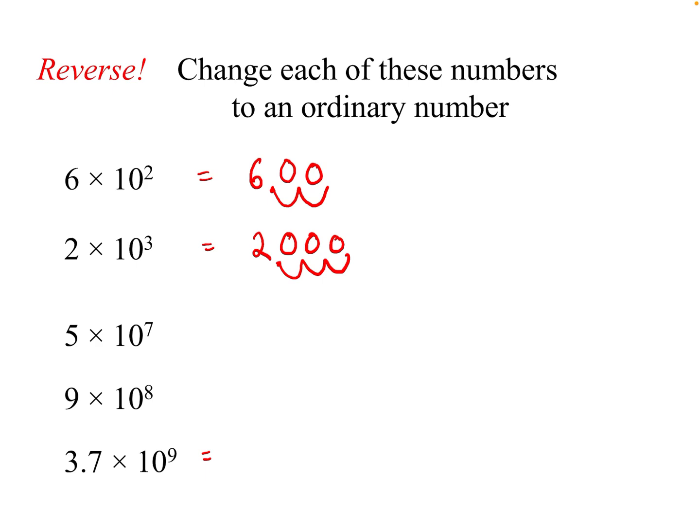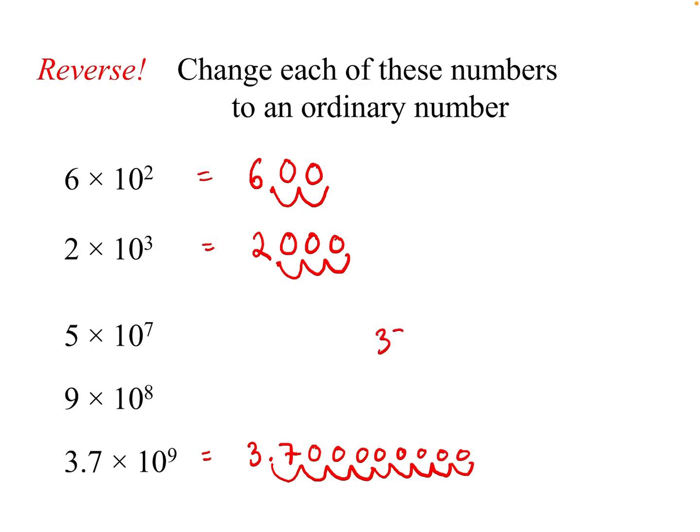3.7 times 10 to the 9. Well, I'm going to write 3.7. And then I'm going to move my decimal point to the right. I've got to move it to the right because the number's going to get bigger. 9 places. So I'm going to go 1, 2, 3, 4, 5, 6, 7, 8, 9. And fill in the gaps with zeros.